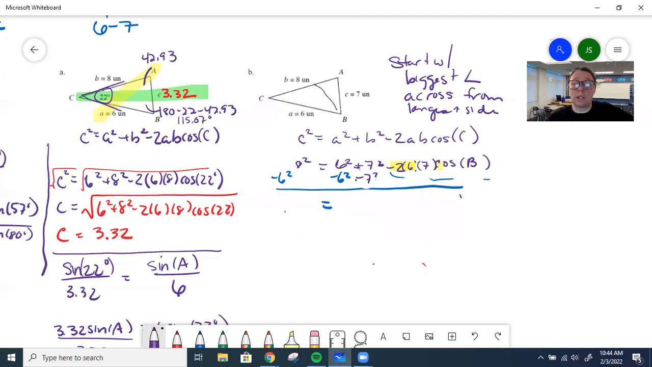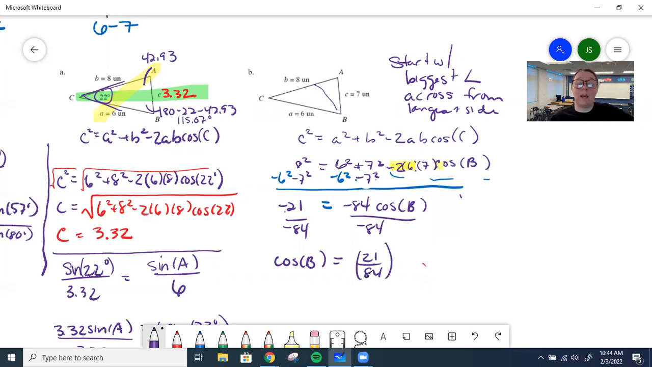I need to subtract 7 squared. It's negative 21. Then I multiply -2 times 6 times 7, which is -84. And before it wasn't -84, it was -86. I was looking at my answer key and pulling the 84 from that. And then divide the -84. I guess at least I caught it eventually, right? Ugh, hate it when I screw up like that. All right, so 21/84. And now we can take the inverse cosine of both sides.